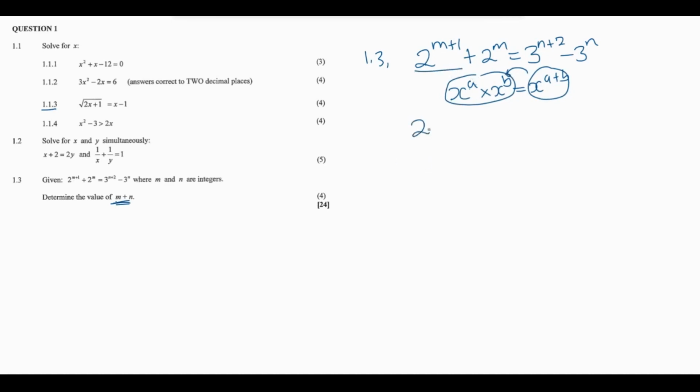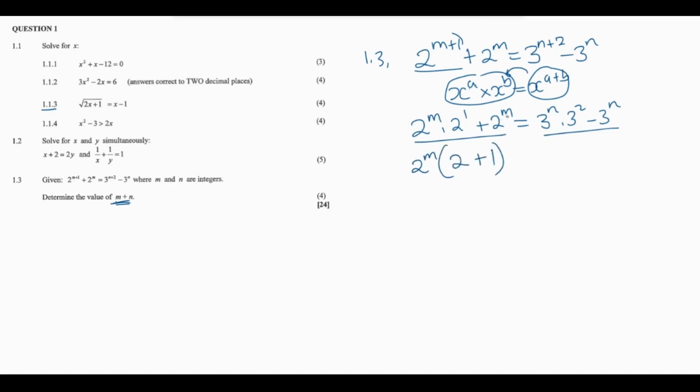It's going to be 2 to the power m times 2 to the power 1 plus 2 to the power m. Most of the time when you see this, you just remember you have to split the power and factorize. This is equal to 3 to the power n times 3 to the power 2 minus 3 to the power n. We have a common factor here, which is 2 to the power m, and a common factor here, which is 3 to the power n. So we have 2 to the power m. Let's factor it out. We remain with 2 plus 1.